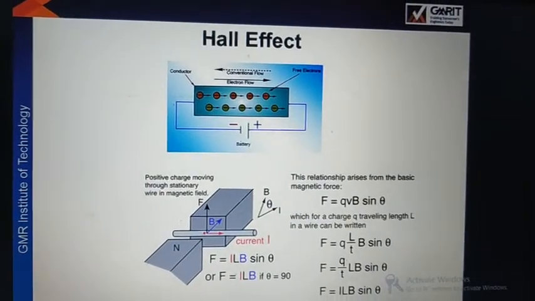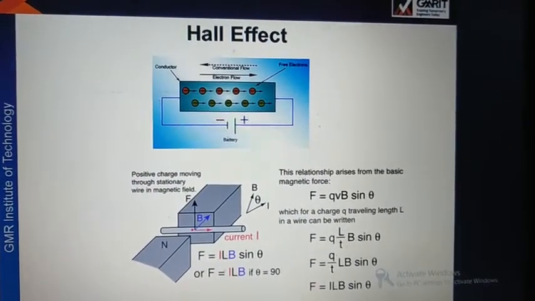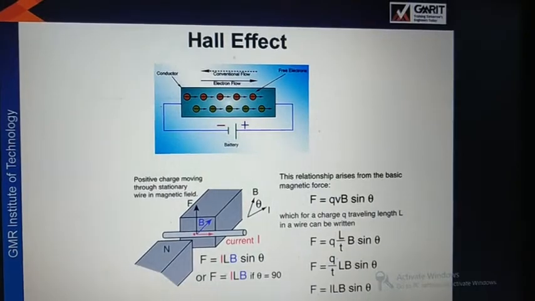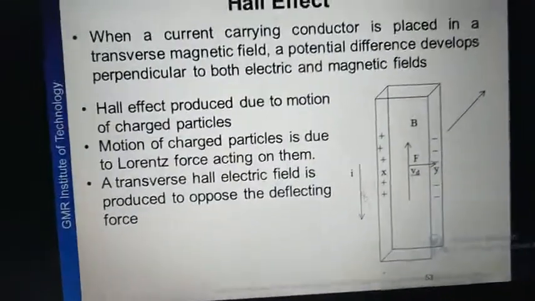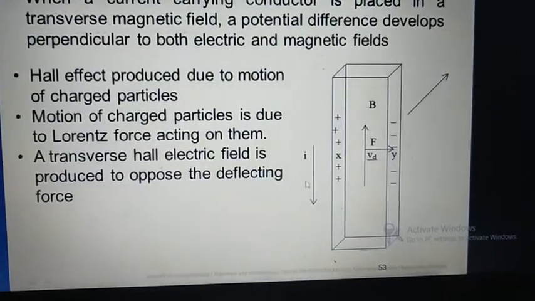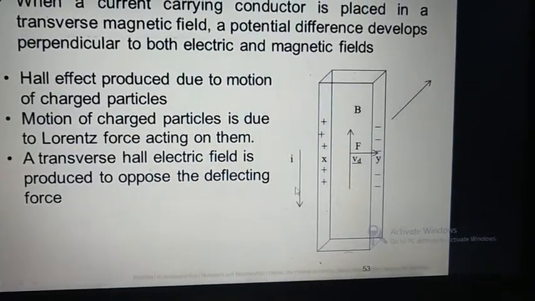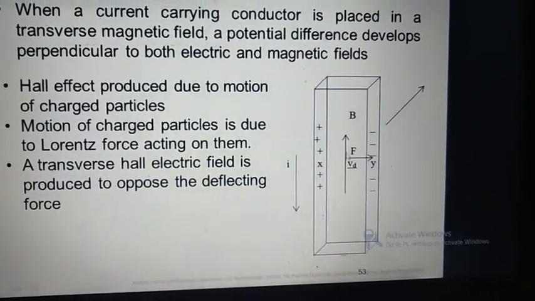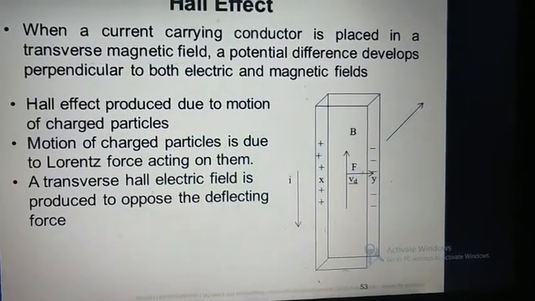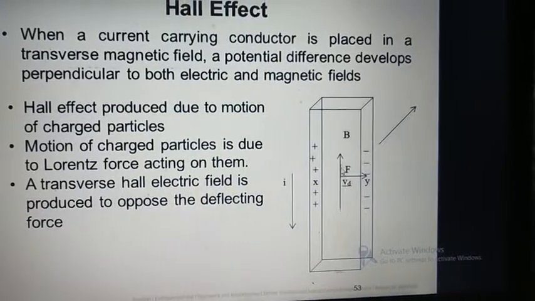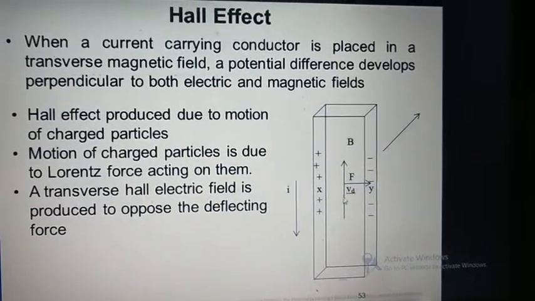I will show you a material. I will apply simultaneously both electric field and magnetic field, and let us see what happens then. See, here I applied the current in this direction. If I apply current in this direction, the electrons will move in this direction, and I applied magnetic field in this direction.